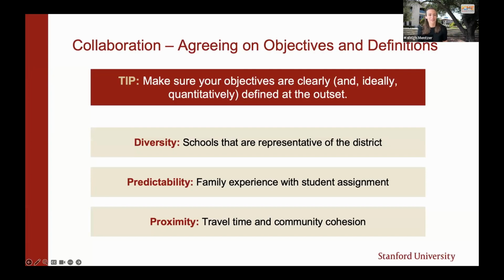We in particular have had difficulty measuring predictability because it's more of an individual experience. What does this actually mean for families to feel like they had a more predictable student assignment system? It's kind of difficult to tell. So one of the things you have to do at the beginning of these types of collaborations is come up with some sort of measure. Not everything is going to be captured with a number, absolutely. But in order to make steps forward, sometimes you need to come up with some sort of agreed definition.